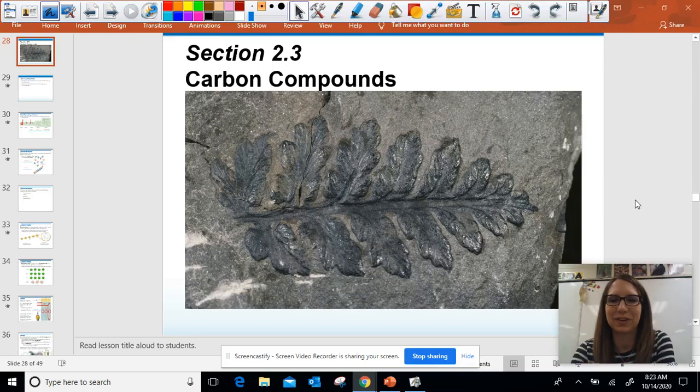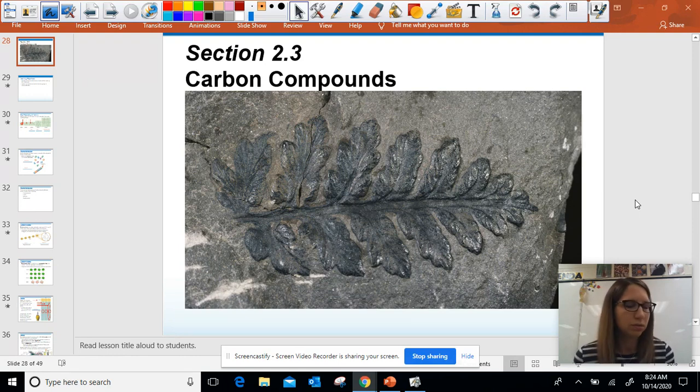Hey guys, so section 2.3 is called carbon compounds, and we're going to talk through that one today. This is one of those more lengthy sections, so I'll try to keep my talking to a minimum here. But kind of like section 2.1, this is going to be a more lengthy one, and we are going to spend a couple days on this because this content can be really, really tricky. And it's also going to be, for most of us, brand new.